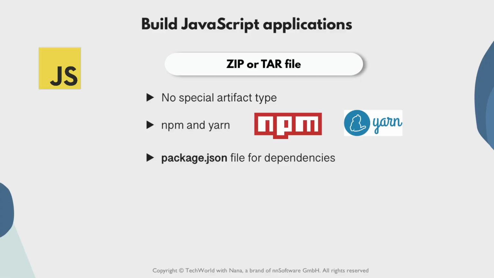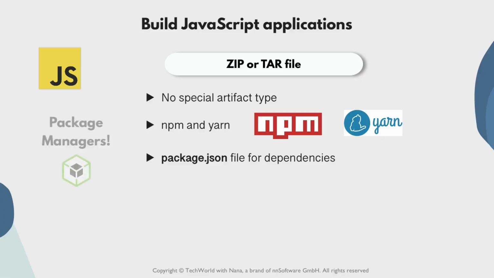So just like Maven and Gradle have their own dependencies files, where you can list the dependency names and versions, package.json is used in JavaScript applications to manage the dependencies. And NPM and Yarn both use the same package.json file.